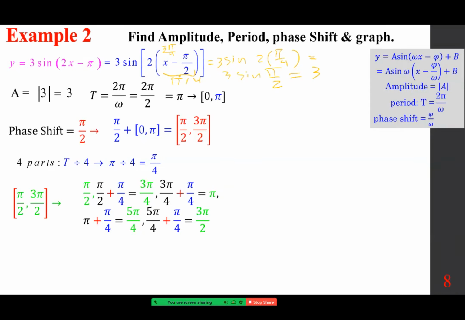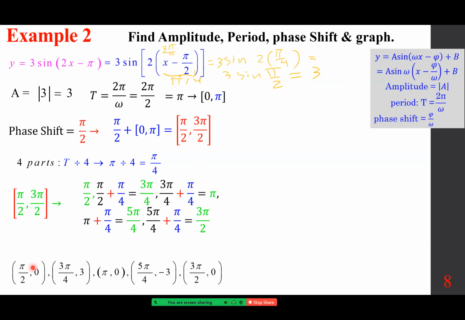Okay. Now, after 3 pi over 4, plug in pi, everybody. If I plug in pi here, pi minus pi over 2 is pi over 2. 2 times pi over 2 is pi, sine of pi is 0. So this one gives me 0. I'm going to assume we can calculate the rest. So I calculated this one for you, this one for you, this one. You can figure out the rest. I hope everybody's okay with that.